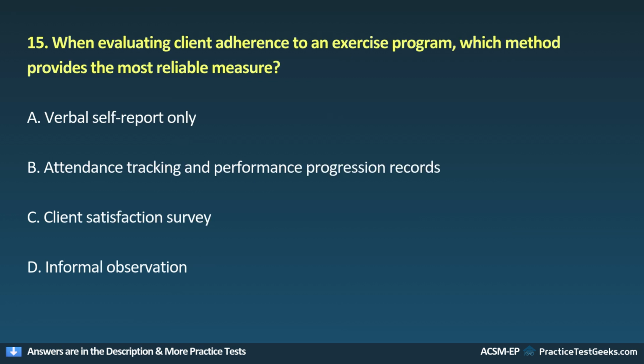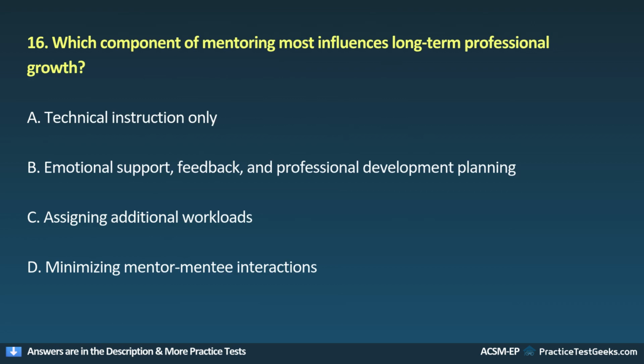15. When evaluating client adherence to an exercise program, which method provides the most reliable measure? A. Verbal self-report only. B. Attendance tracking and performance progression records. C. Client satisfaction survey. D. Informal observation.